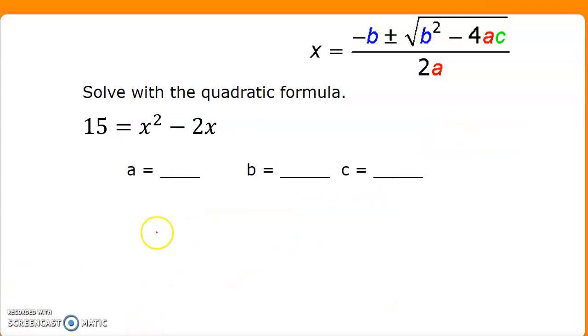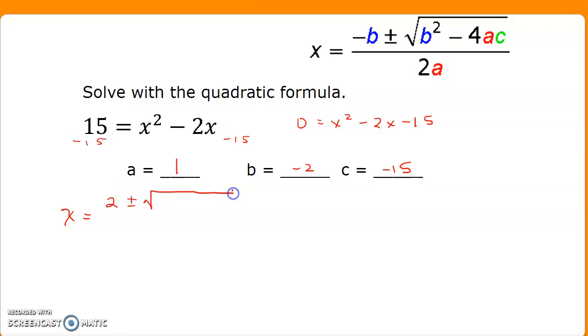All right, this next one, I'm going to go a little bit quicker. Make sure, again, it's in standard form, so I'm going to subtract the 15 on both sides. So 0 equals x squared minus 2x minus 15. A is 1, B is negative 2, C is negative 15. I'm going to plug into my formula here. I have x equals, this time positive 2, the opposite of negative 2, plus or minus the square root of b squared, which will be 4, minus 4 times 1 times negative 15, all over 2 times 1.